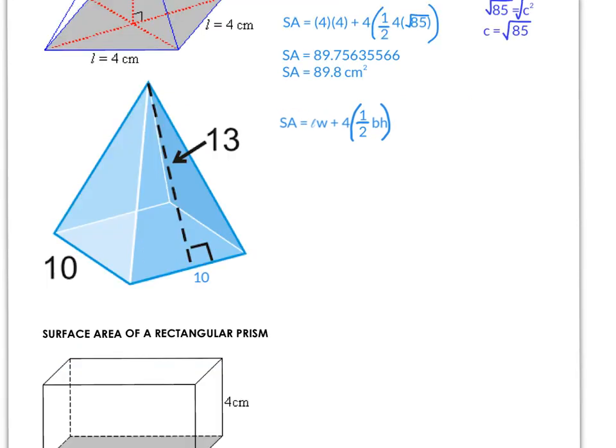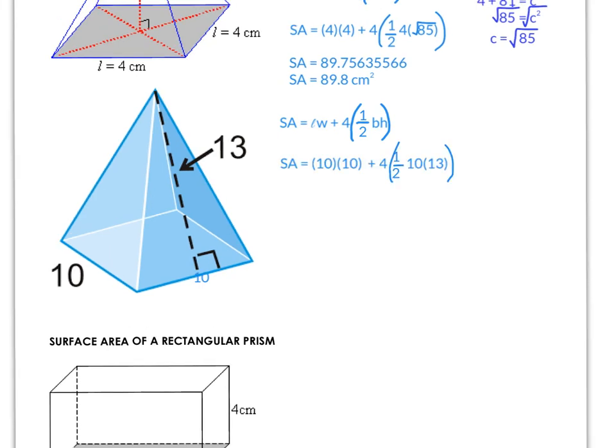This next one is easier because the slant height is already known for us, so all I have to do is fill in what I know in the picture. So you can see the same formula to start with. Surface area equals length times width plus 4 of the triangles. Then fill them all in. So hopefully yours matches mine.